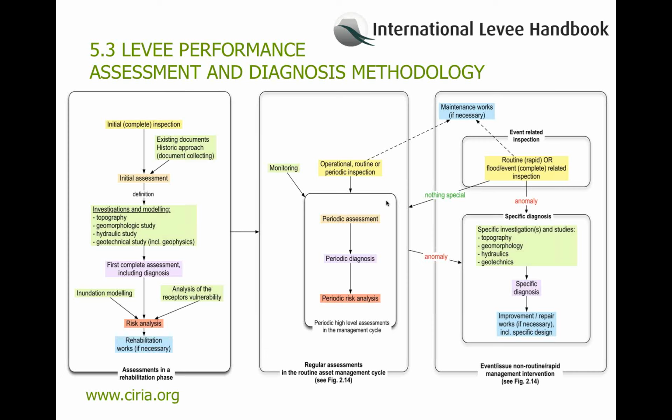The color code is as follows. Yellow indicates inspections, green indicates other data sources, purple indicates assessments, diagnosis, and risk analysis, and blue represents works in terms of maintenance, rehabilitation, or repair.